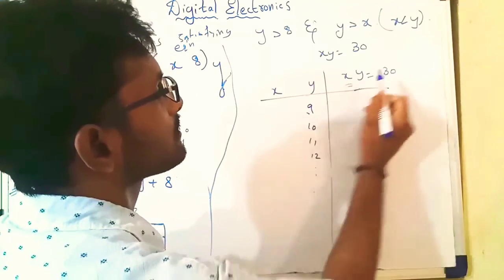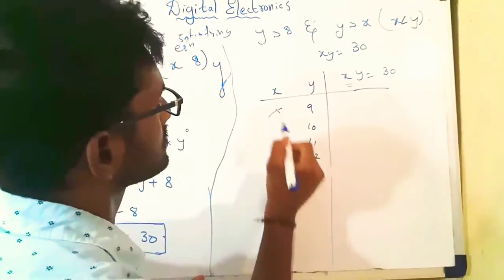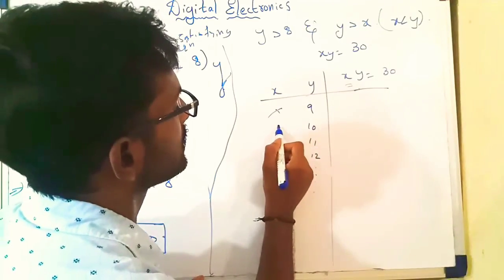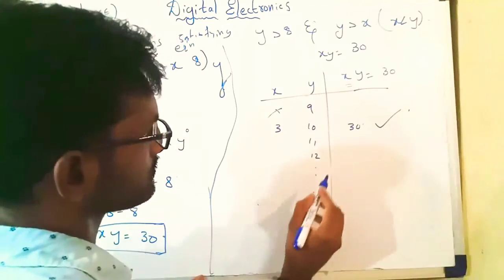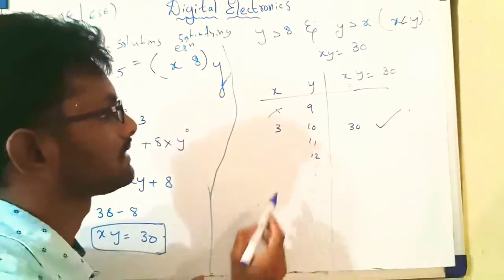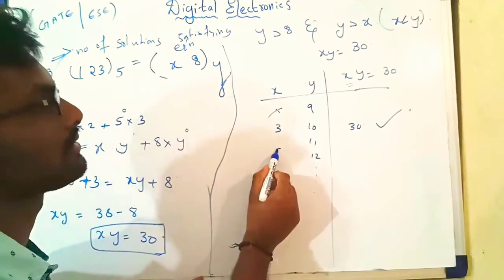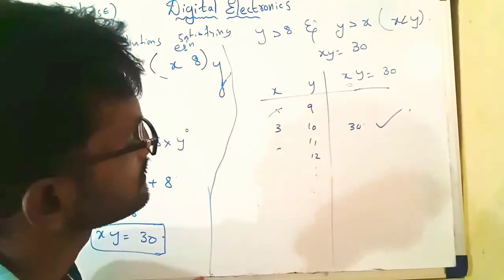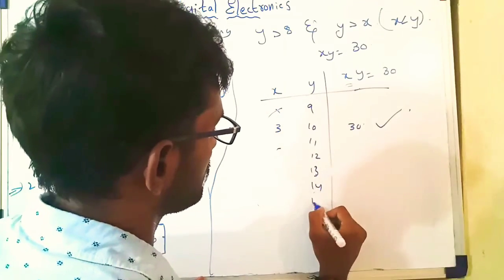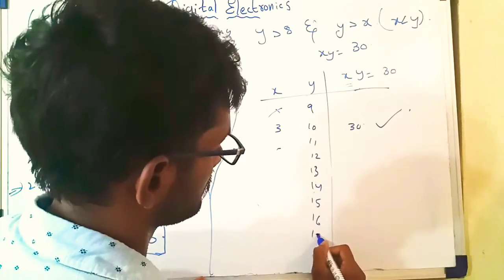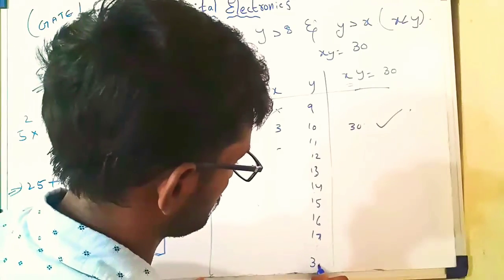With 9, no number multiplied gives 30. This is false. For 10, if you multiply it with 3, we get xy as 30. This is true. Next take 11, we won't get any value. Then 12, 13, 14, 15, 16, 17 and so on up to 30.